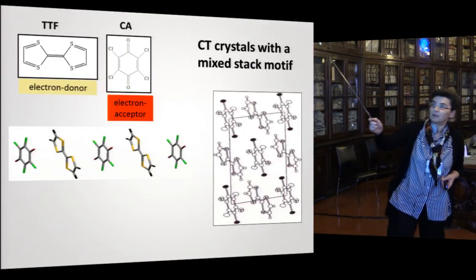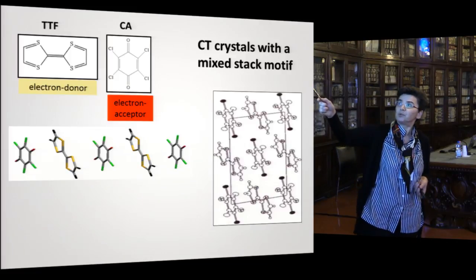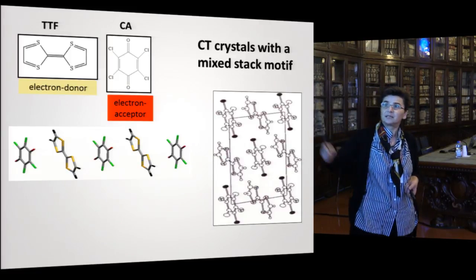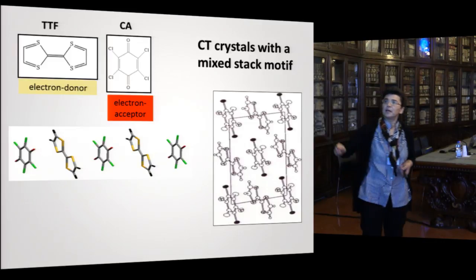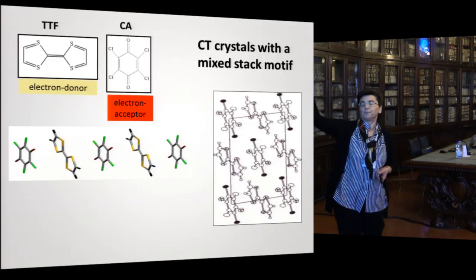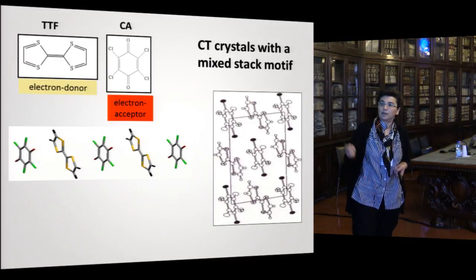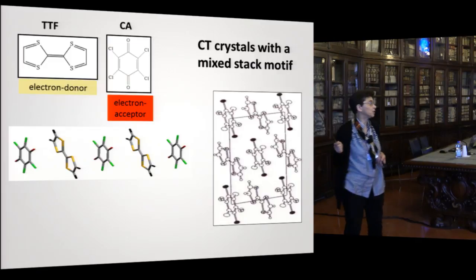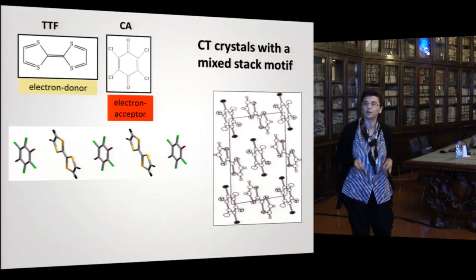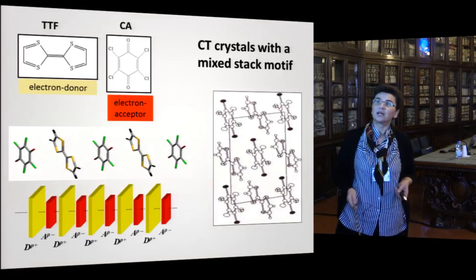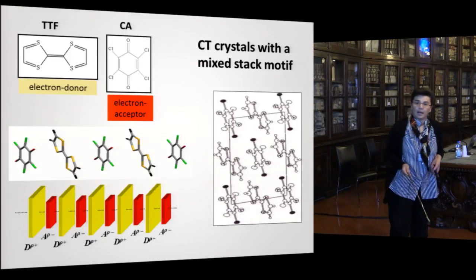And the point is that there is a non-negligible overlap between frontier orbitals along the stack, so you have delocalized electrons in 1D, basically, while there is no overlap in 3D, of course. There are interactions in 3D, which are electrostatic interactions. You cannot neglect that. But the most important interaction, the delocalization, is one-dimensional.